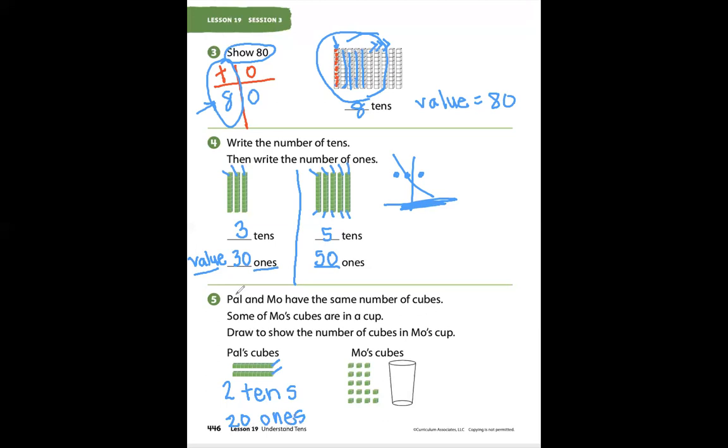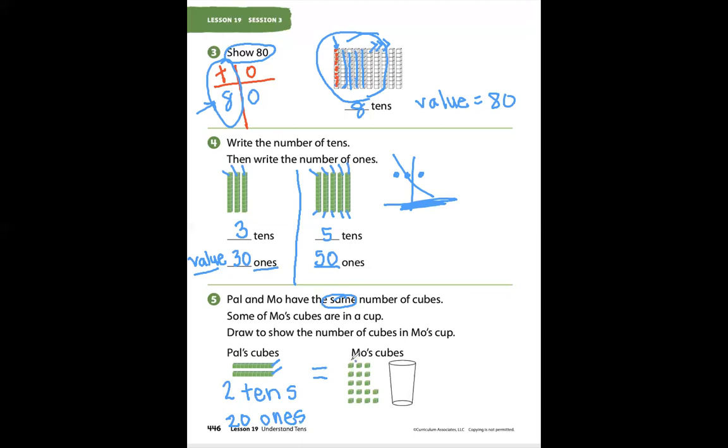So here in the problem, it says Pal and Mo have the same. That means they have an equal amount. Pal has the same as Mo. So let's count how many. We know how many Pal has. Let's count how many Mo has. 1, 2, 3, 4, 5.